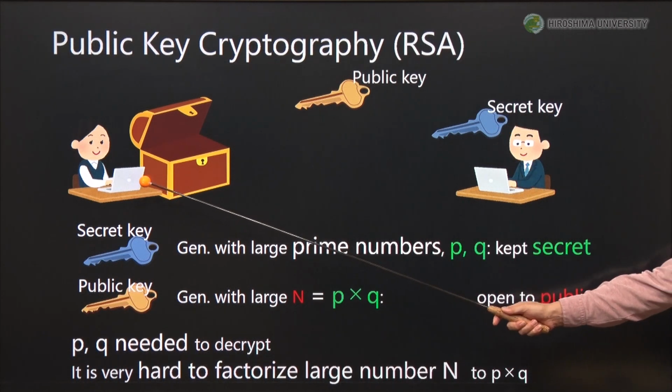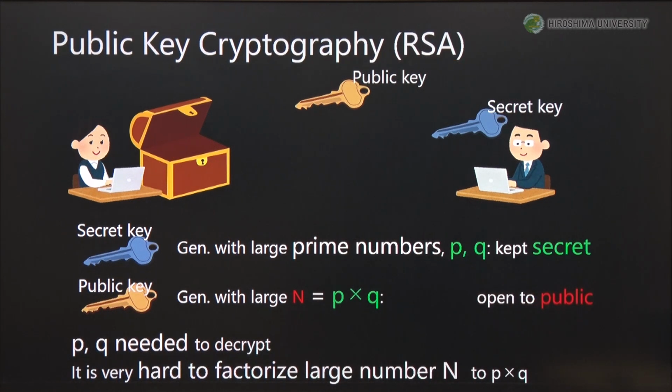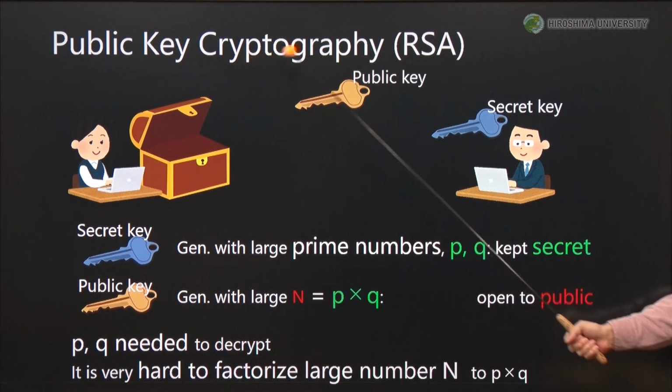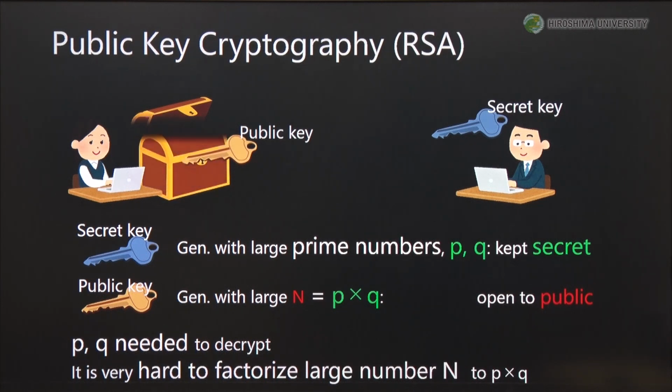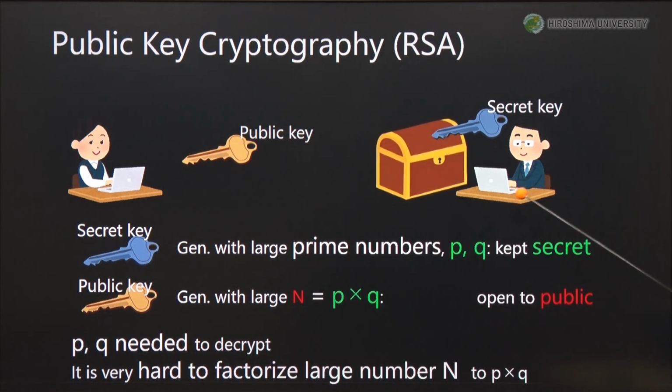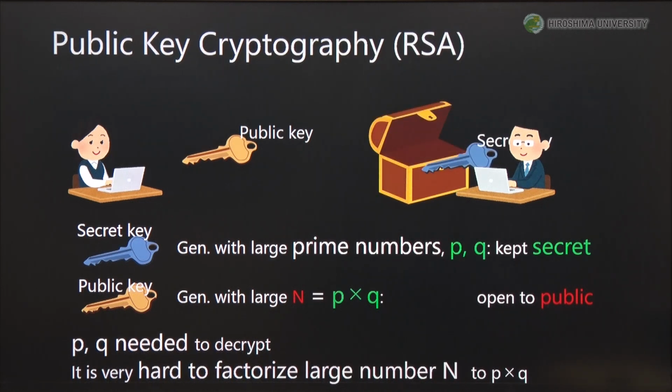Then when she wants to send a secret message to him, she locks this box with the public key, then sends it to him. And on his side, he can open this box with his secret key. With this mechanism, there's no risk in sending the key to one another.